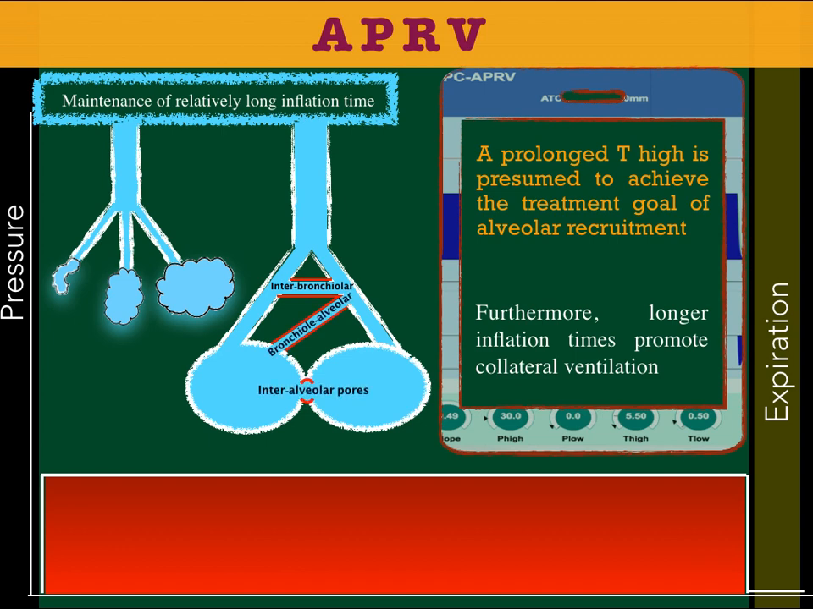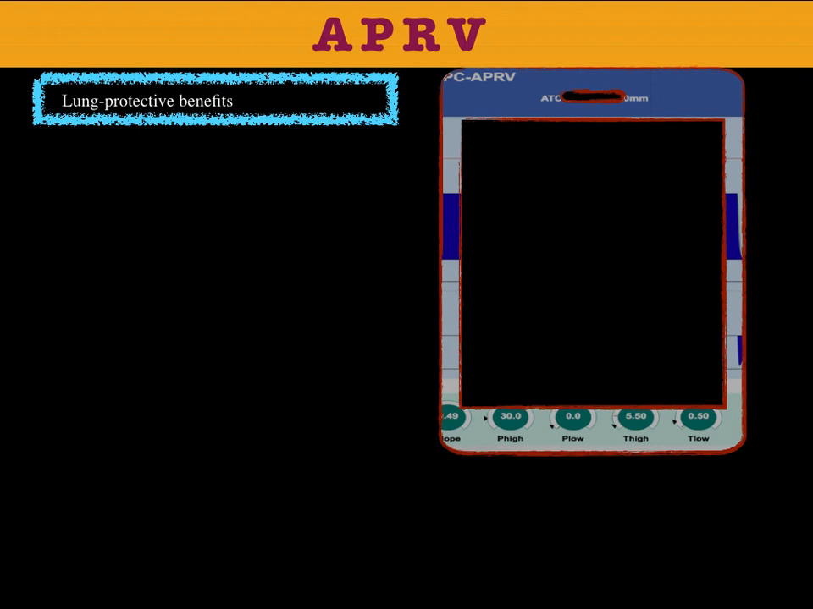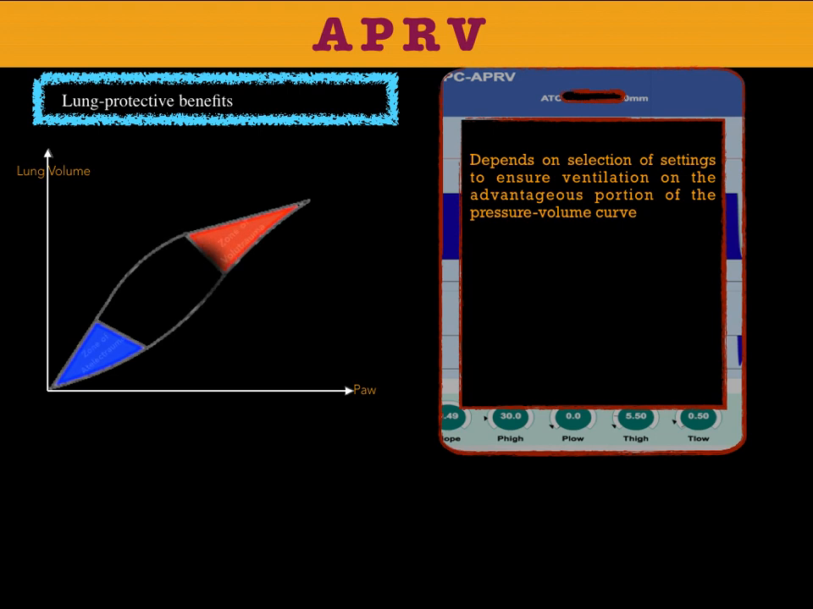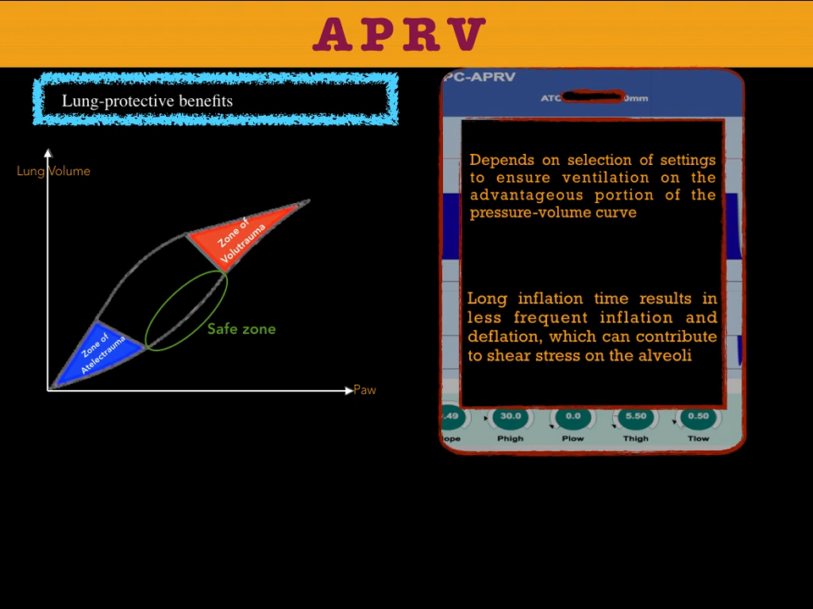The lung protective benefit of APRV is more theoretical and depends on the selection of settings to ensure ventilation on the safe zone portion of the pressure volume curve. Long inflation time results in less frequent inflation and deflation, which can contribute to shear stress on the alveoli.